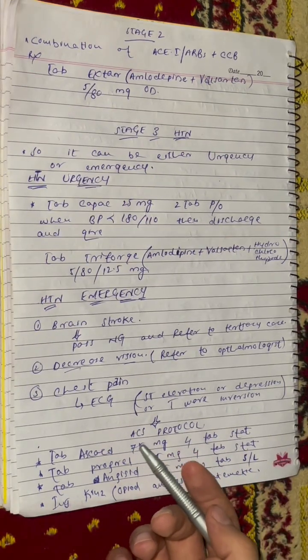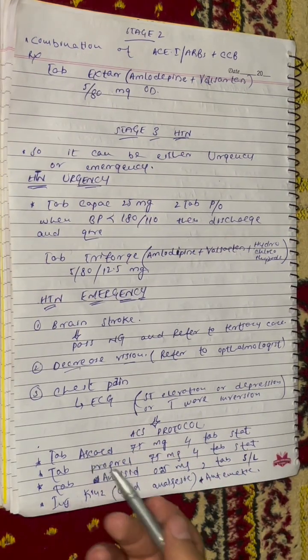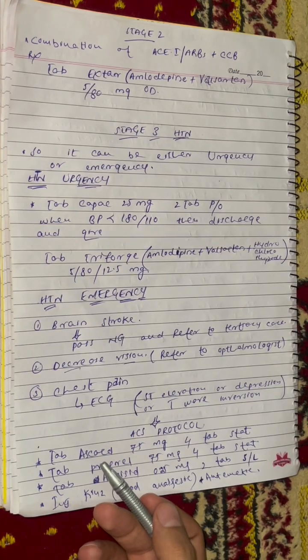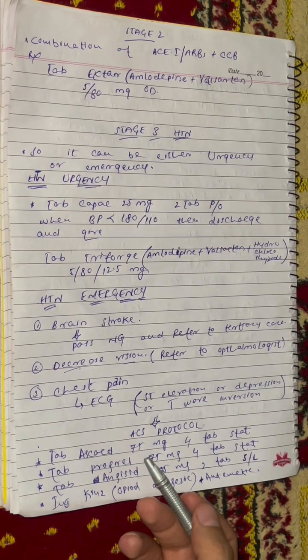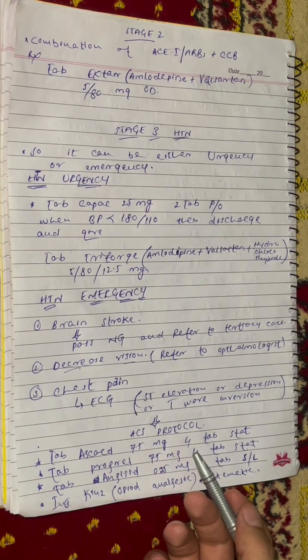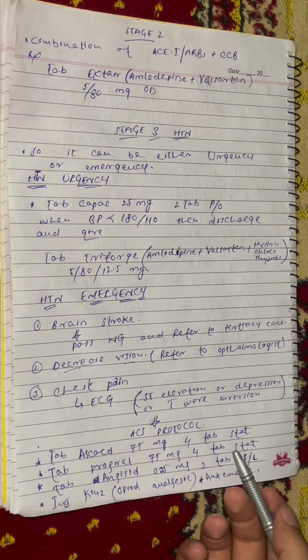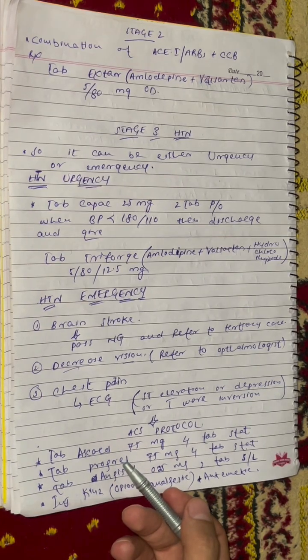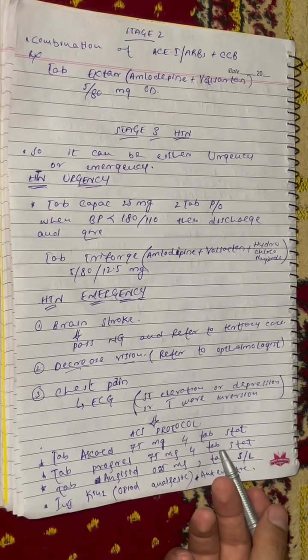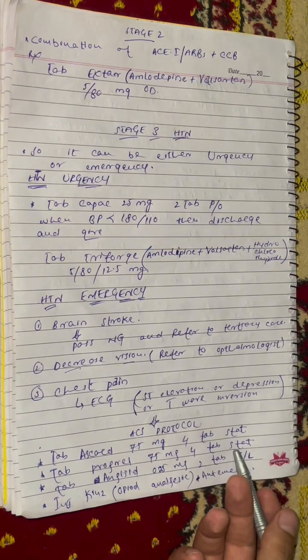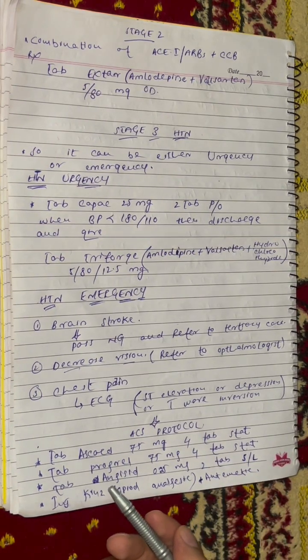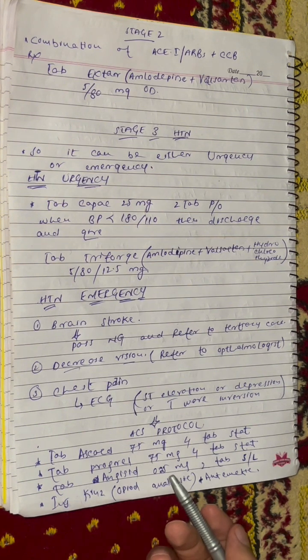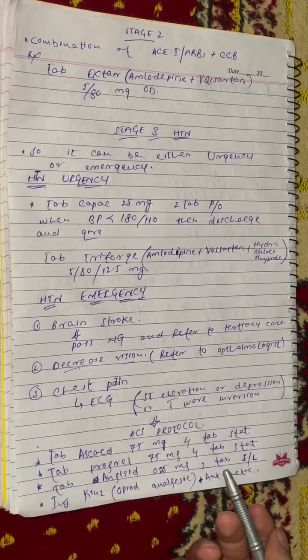Now, the ACS protocol basically consists of the following medicines. That is Tab Ecosprin, which is basically aspirin, 75 milligram, 4 tablets stat, which becomes 300 milligram. Then I will write Tab Plavix, which is basically clopidogrel, 75 milligram, 4 tablets stat, which becomes 300 milligram. Then I will write Tab NTG, the most common one, that is nitroglycerin, 0.25 milligram, 2 tablets sublingual. It is placed under the tongue.